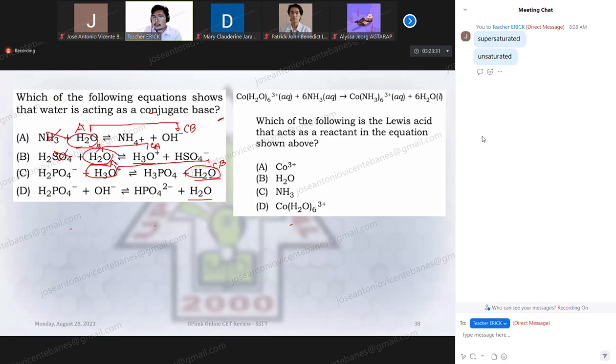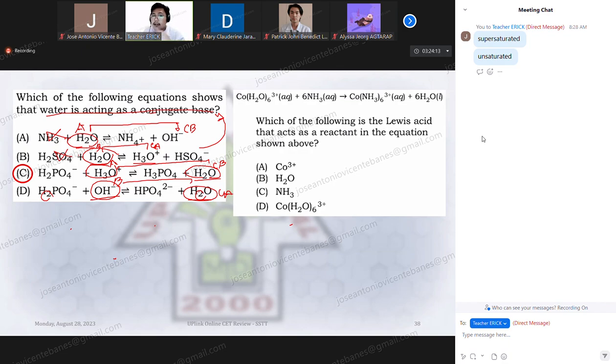And what are we looking for in the question? Water acting as a conjugate base. And therefore, the answer is letter C. Now, what about letter D? Why can't it be letter D? The hydroxide here is OH minus. But based on the conjugate here, it accepted a proton. So if this is a base, then the counterpart is a conjugate acid, since the H2O accepted a proton from H2PO4 to be a conjugate acid. And therefore, letter C is our final answer.